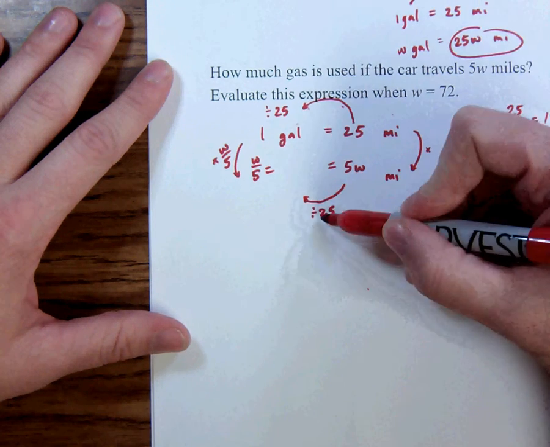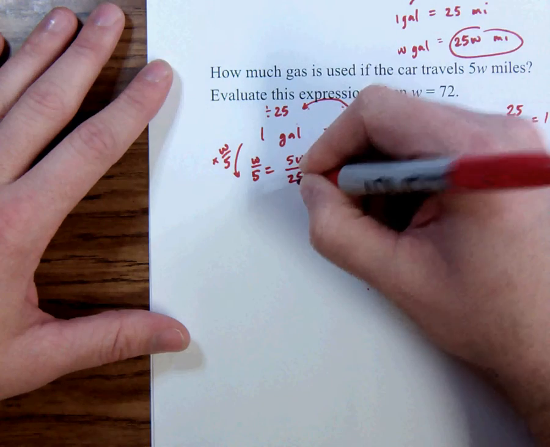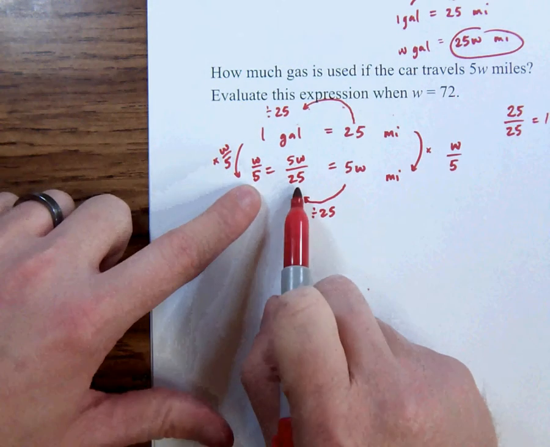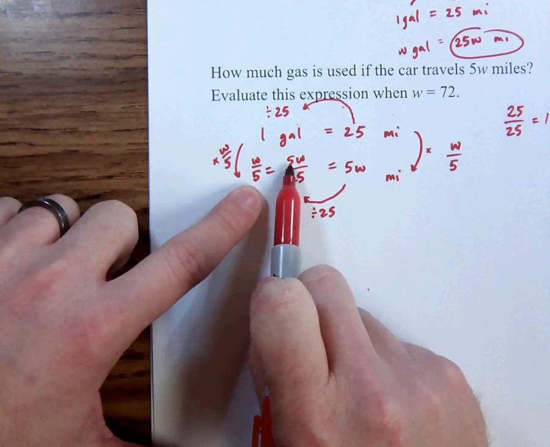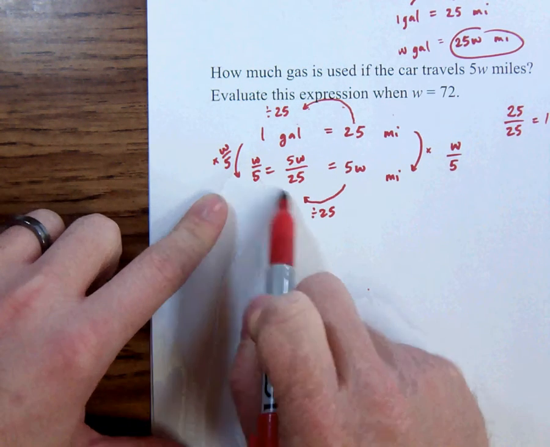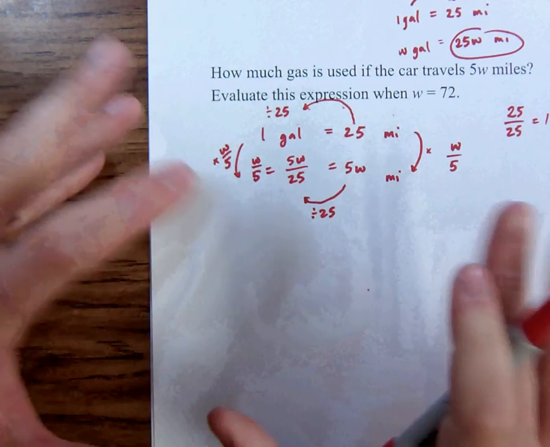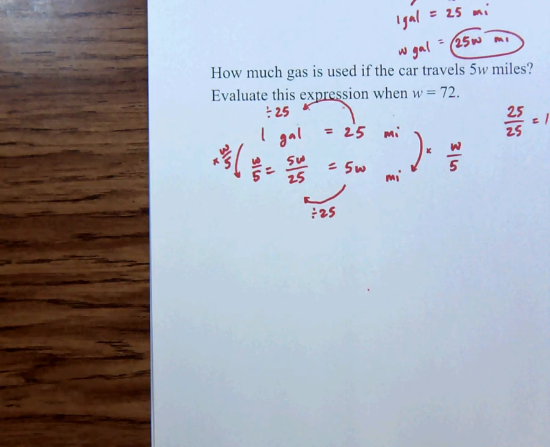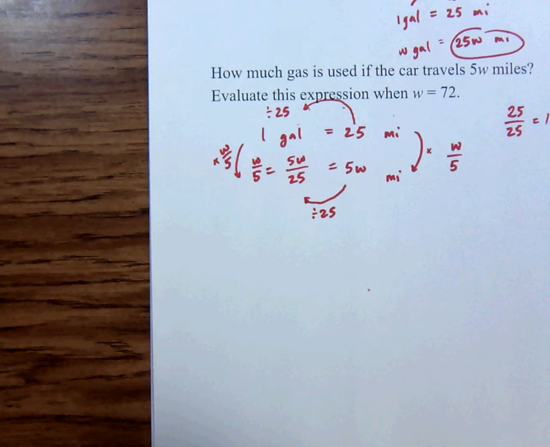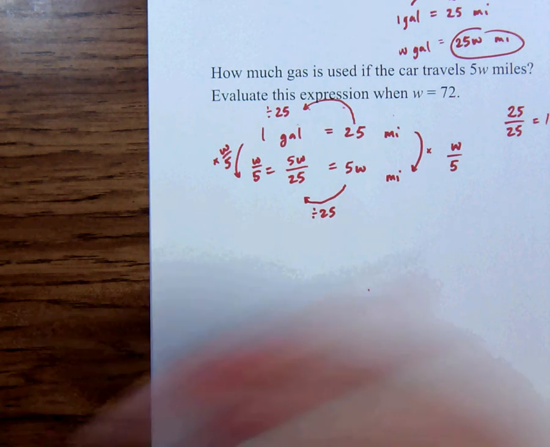5W divided by 25 doesn't look the same as this, but they are equal. Notice 5 and 25 can simplify. 5 goes into 5, it'd be 1, and 5 goes into 25 5 times. So it's the same thing. Either way, whichever one made more sense, please just stick with that one, and hopefully it can help.